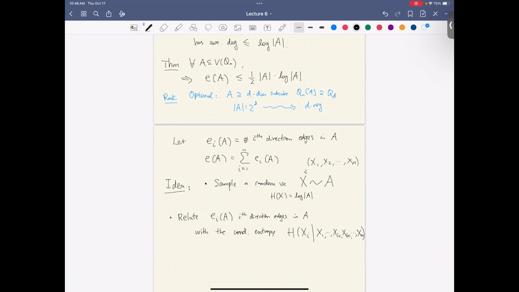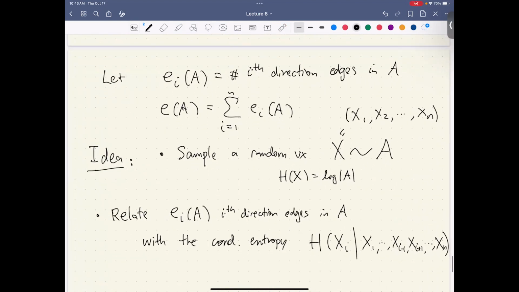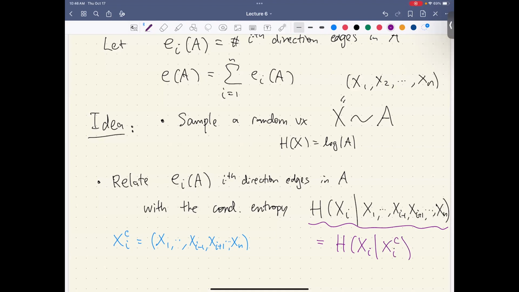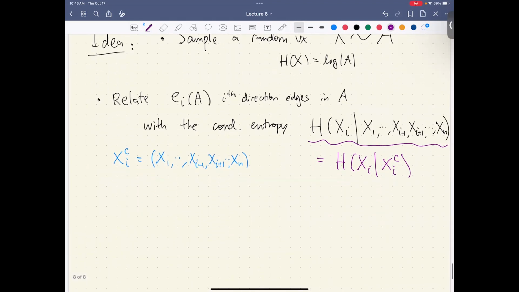But first, let me make the notation slightly easier. Let me write as shorthand xi^c to indicate the vector with xi removed, omitted. In this notation, we can rewrite this as the conditional entropy of the ith coordinate given the remaining, complementary coordinates. Okay. All right. Proof.